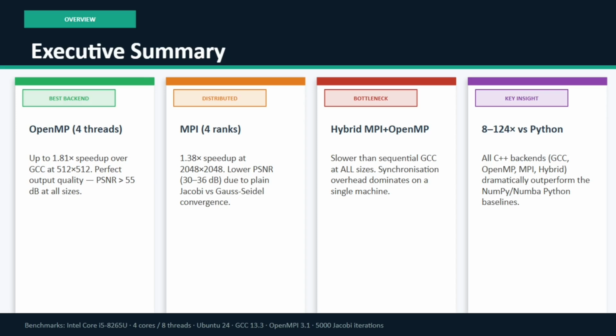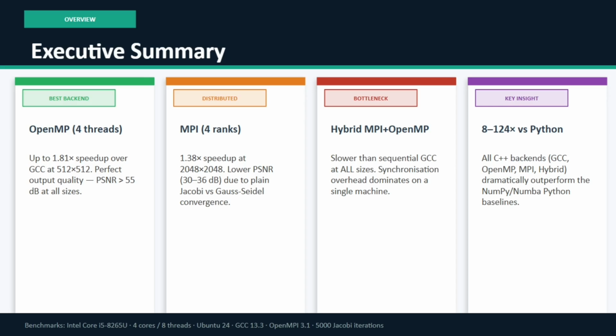Our best performing backend was OpenMP with 4 threads. It achieved up to 1.81 times speedup over sequential C++ at 512 by 512 images with excellent output quality, PSNR, which stands for peak signal to noise ratio, consistently above 55 dB. MPI with 4 ranks performed better at larger image sizes, giving 1.38 times speedup at 2048 by 2048 images, though with somewhat lower image quality due to an algorithmic difference we'll explain later.